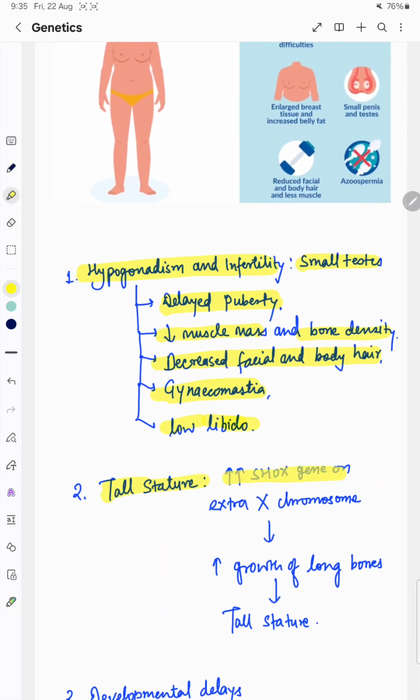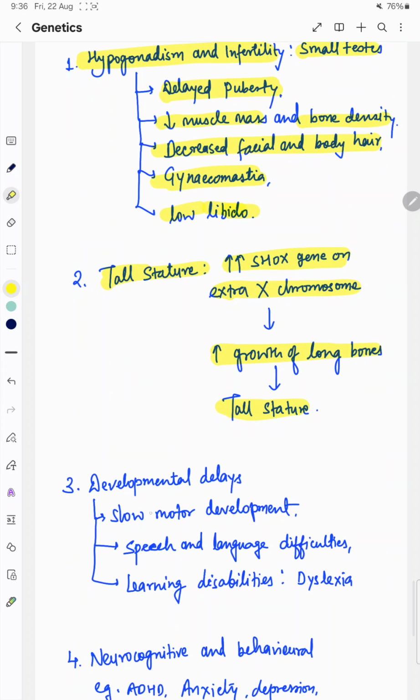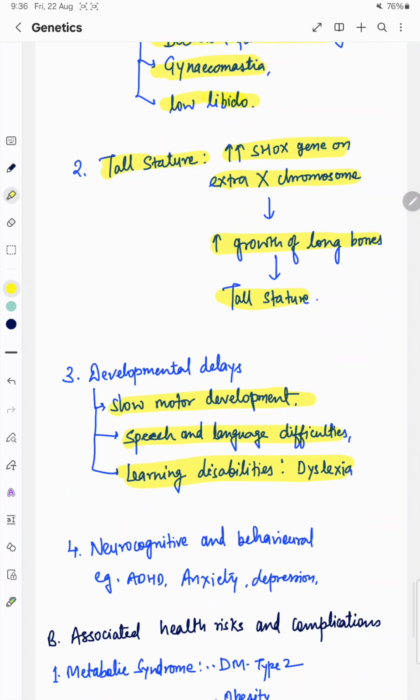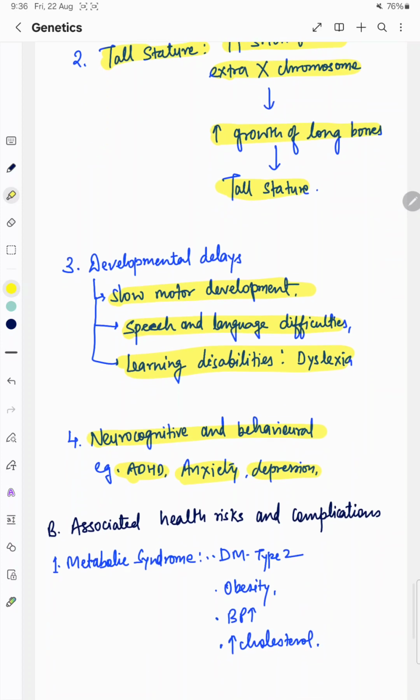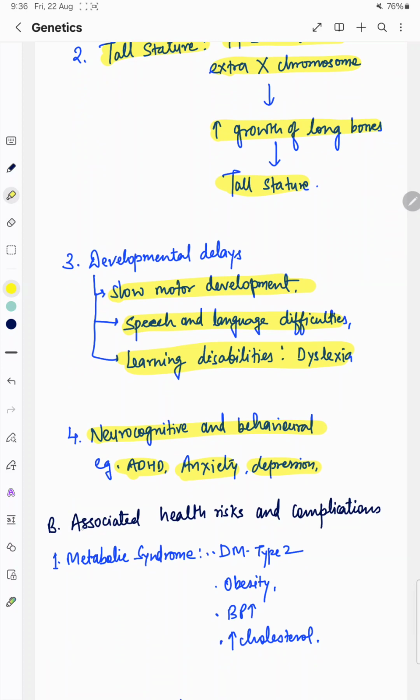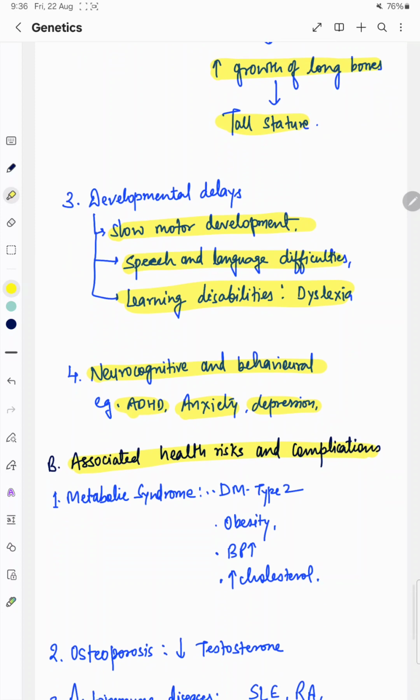Tall stature is seen because of the extra copy of the X chromosome and the increased amount of the SHOX gene, which is responsible for the growth of the long bones and results in tall stature. There are developmental delay, slow motor development, speech and language difficulties, learning disabilities, and dyslexia. In neurocognitive and behavioral disorders, ADHD, anxiety, and depression can be seen in a patient of Klinefelter syndrome.